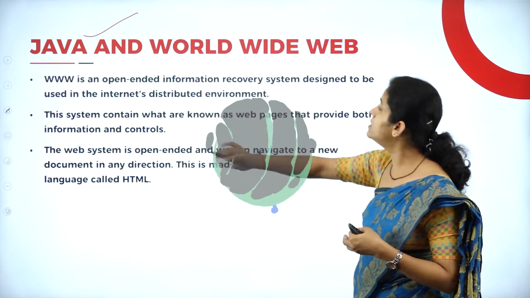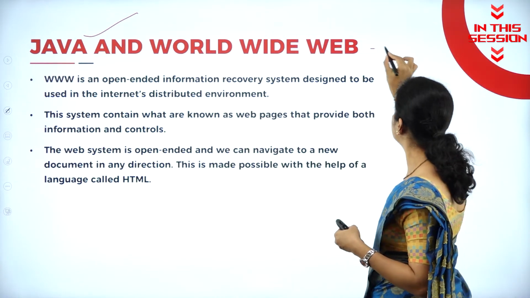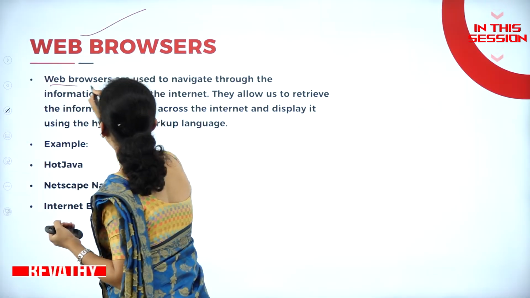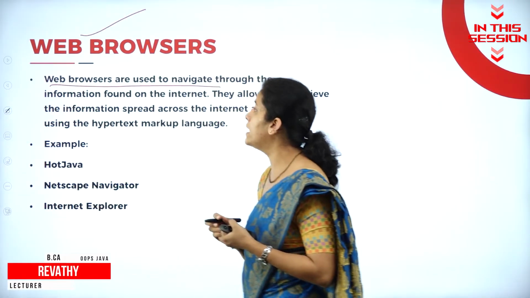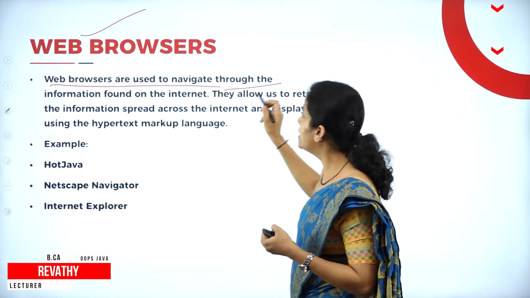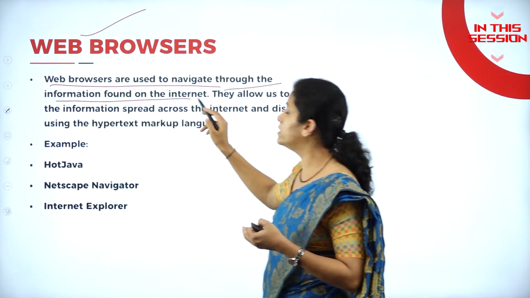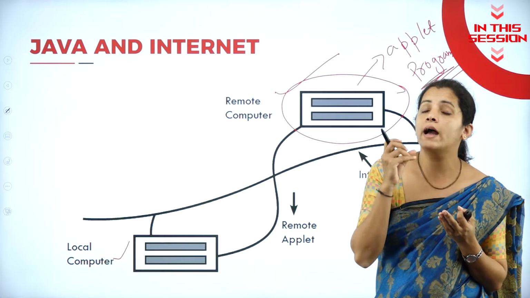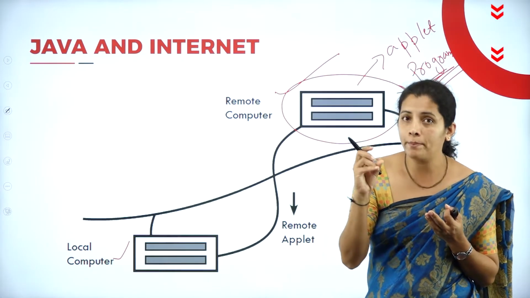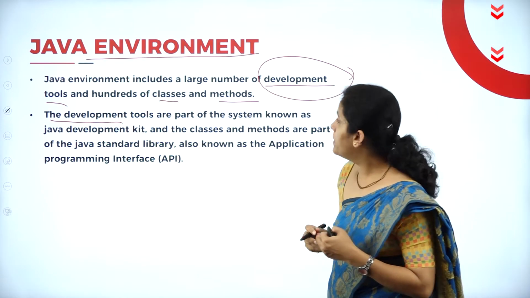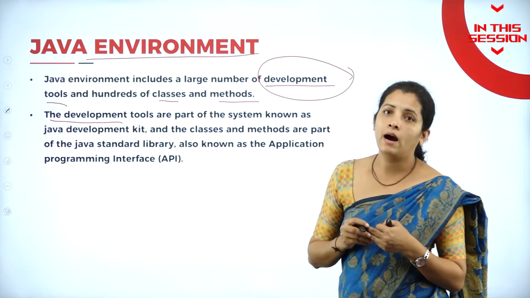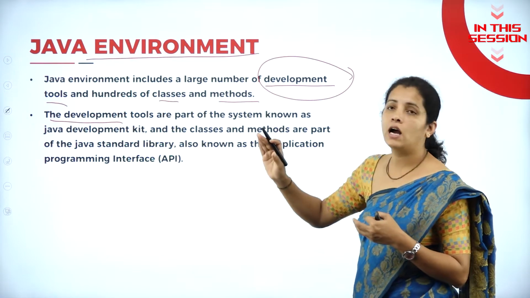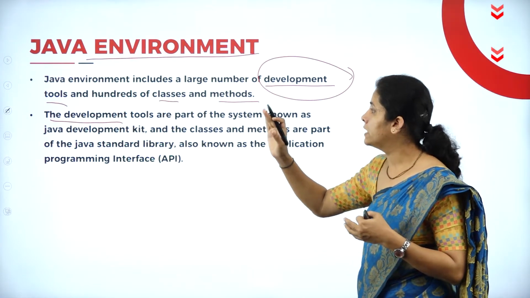So what is World Wide Web? That is nothing but the www. Web browsers are used to navigate through the information found on the internet. Special programs are embedded with the web page. Java development tools are the part of the system and it is known as Java Development Kit.